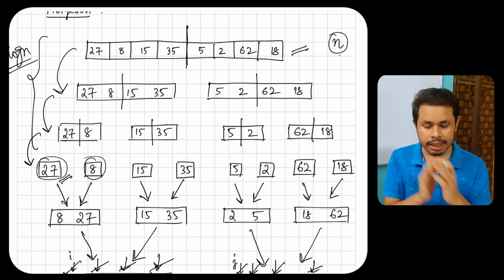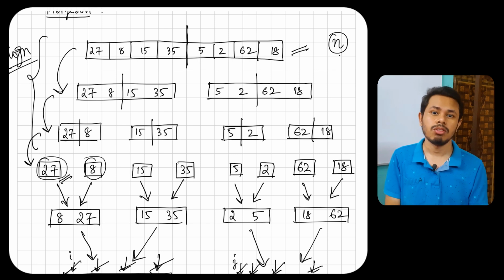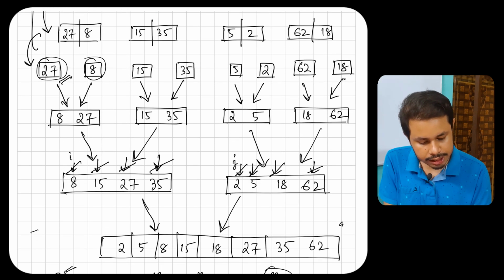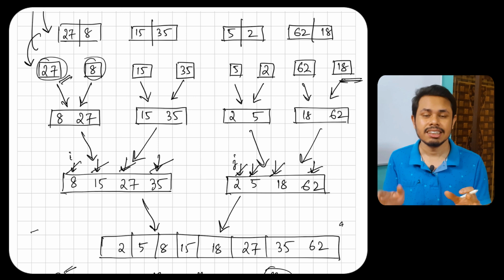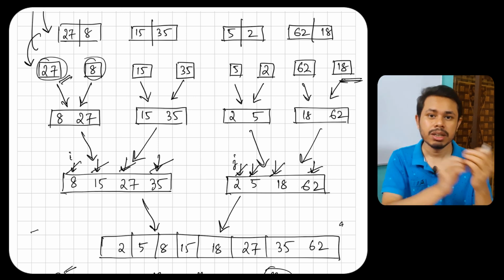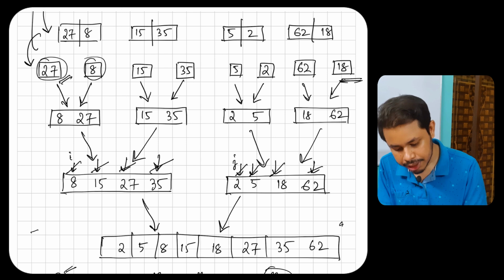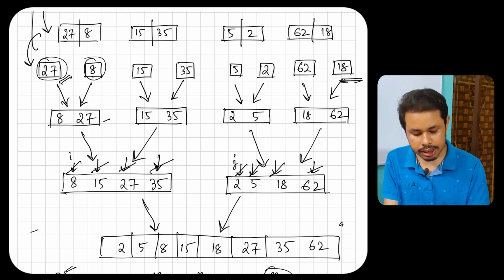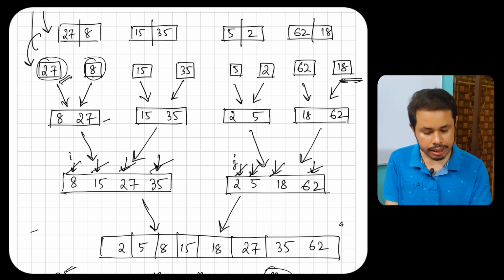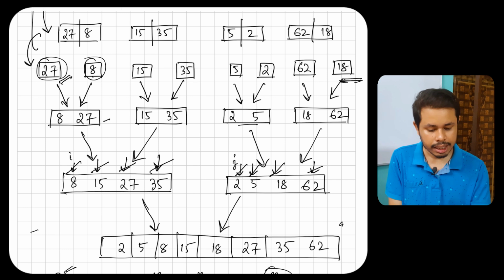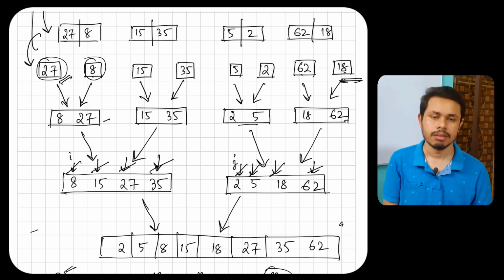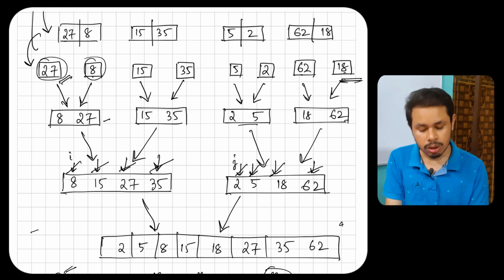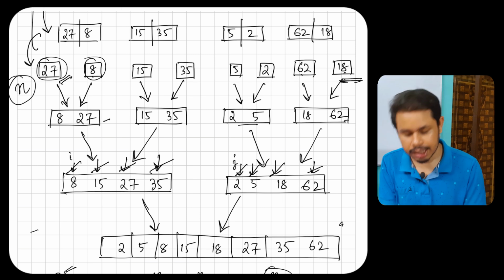Now we have to find out in each level how many operations we are doing. Let's find out. So in this base level, where all the arrays have single elements, how many operations are we doing? We are comparing this element and this element to combine this array. Again, we are comparing this element with this element to form this array. Again, we are comparing these two elements to form this array. How many comparisons are we actually doing? If this level has n elements, we are doing n comparisons in this level.